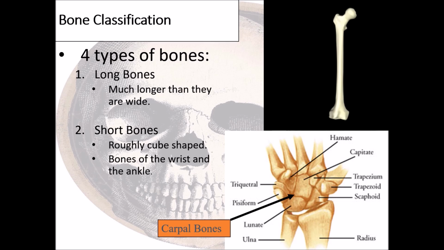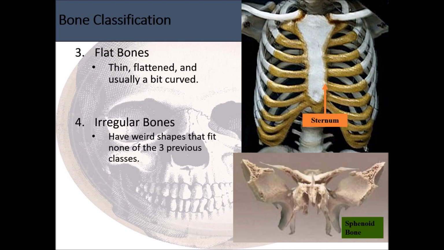The analogous bones in the ankle, of which there are 7, really are different shaped, but all of these shapes are kind of small and roughly as long as they are wide. Thus, they're called short bones. The next category of bones that we have in our bone classification are flat bones.